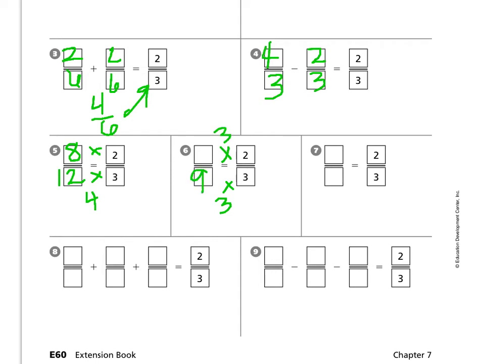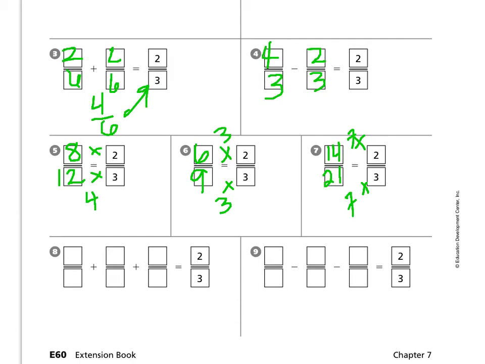3 times 3 is 9. 3 times 2 is 6, which equals 2/3. And let's do 7. 7 times 3 is 21. 7 times 2 is going to be 14, which equals 2/3.